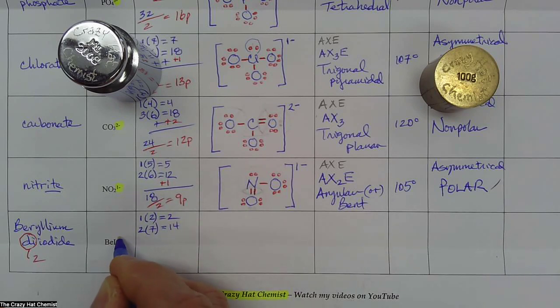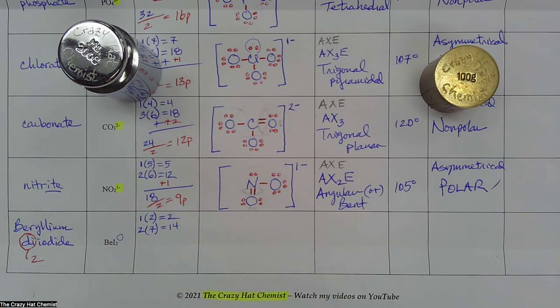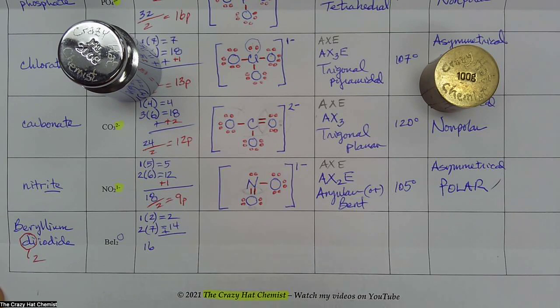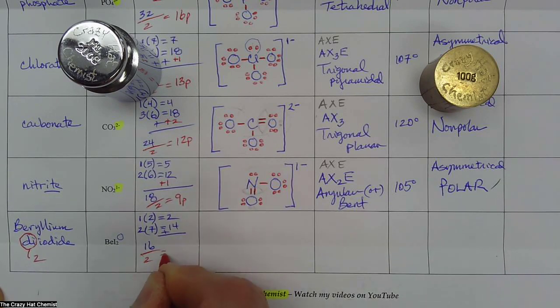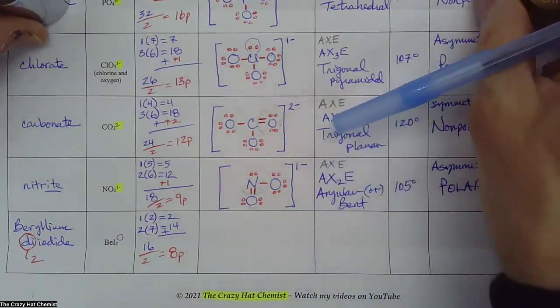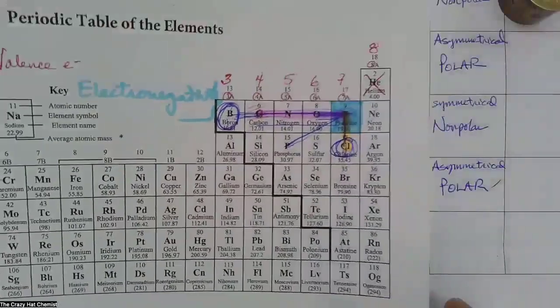Is there any charge to this? No, there is not. So there's the only one on this sheet of paper which has no charge. So I'm going to add these up right here. That will be 16. And of course, Crazy Hat always divides by 2. So that will give me 8 pair. The least electronegative element goes in the middle, but never hydrogen. Well, we don't have a hydrogen, so we don't have to really worry about that, not at all.